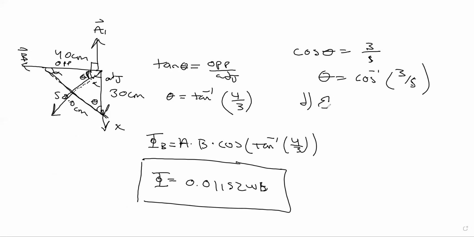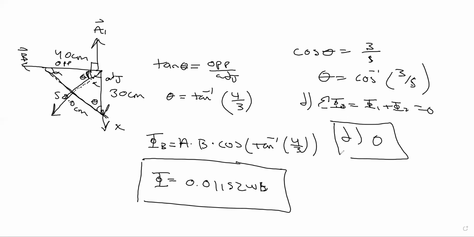So the total flux, the total magnetic flux to be precise, is equal to flux 1 plus flux 2, which is equal to 0, since they're the same with opposite sign. So D is 0. And I think that's what I got. Yeah. Can you try real quick? Just making sure I'm getting the right answers.